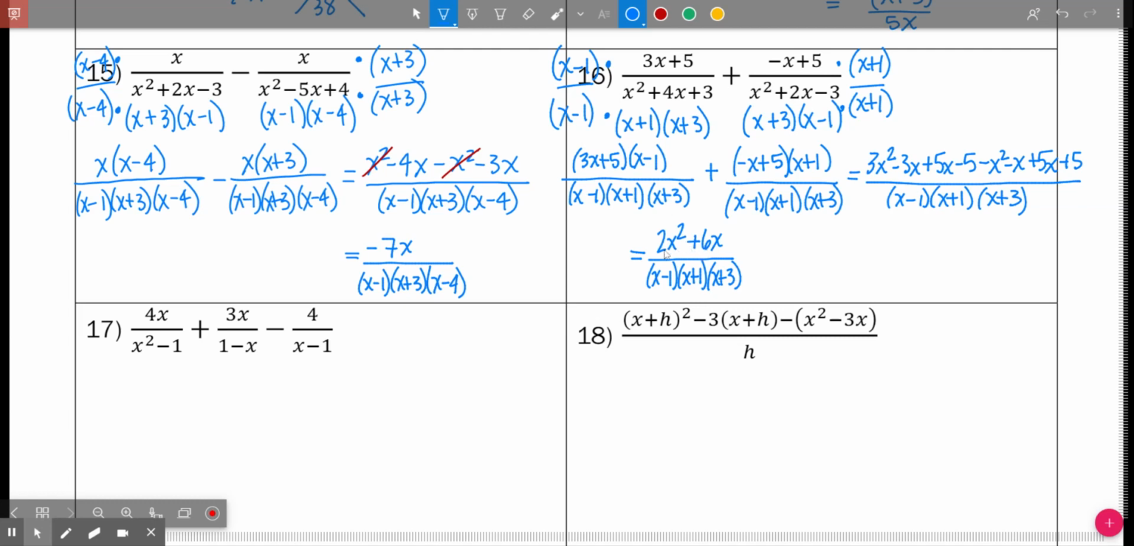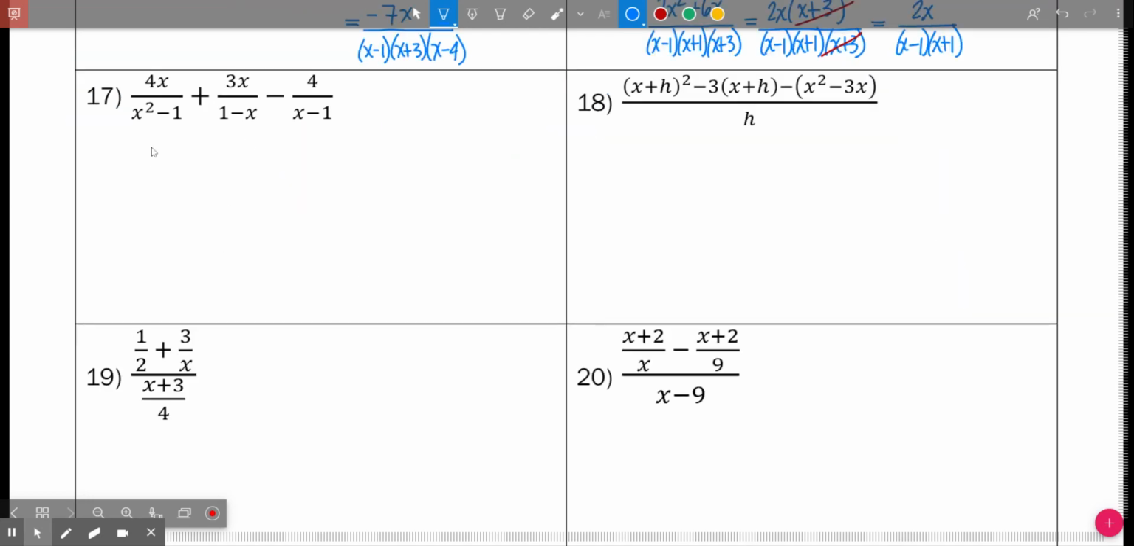Now, if I factor a 2x out of the top, then I have 2x times x plus 3 over x minus 1 times x plus 1 times x plus 3. And I have a common factor that cancels. So this is 2x over x minus 1 times x plus 1.